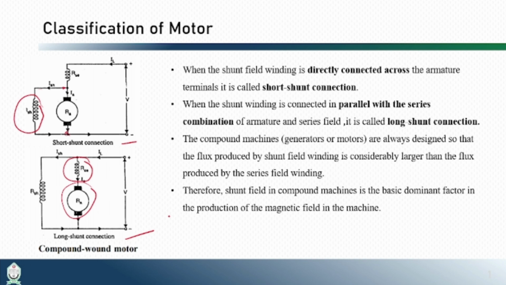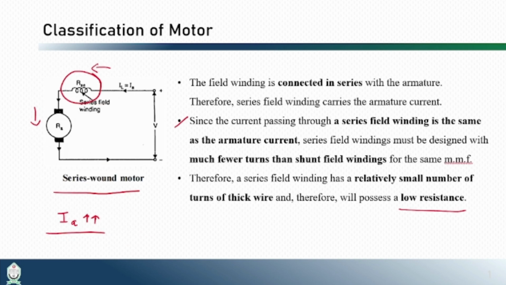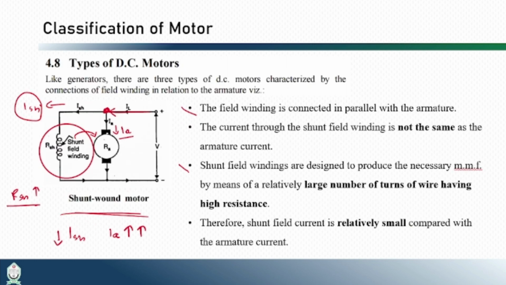We won't have much discussion about compound wound motor. Knowing only these two subtypes of compound wound motor will be enough for us. Our main focus will be on the series wound motor and shunt wound motor. So if I run a summary of what we have discussed so far, there are three types of DC motor. Among them, two prominent types are shunt wound motor and series wound motor.